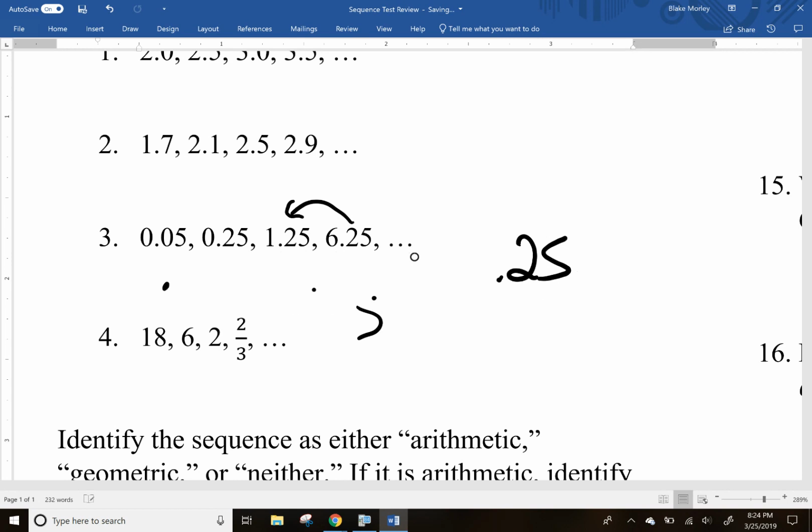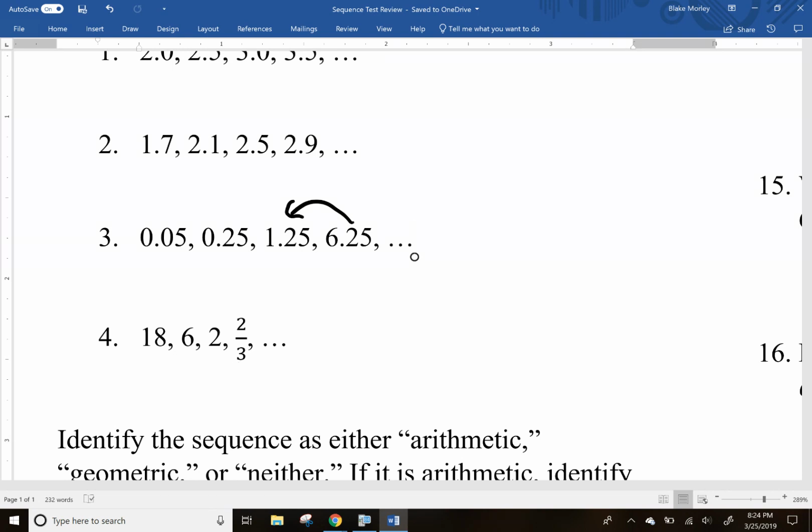So now let's look at number 4. It's got a fraction in it, which makes it look like it's harder, but it's really not that different. It's going down. Okay, so if it were arithmetic, it would be subtraction every time. And if it's geometric, it's going to be kind of like dividing, but we're going to say multiplying by a fraction. So let's try to figure out what's going on here.